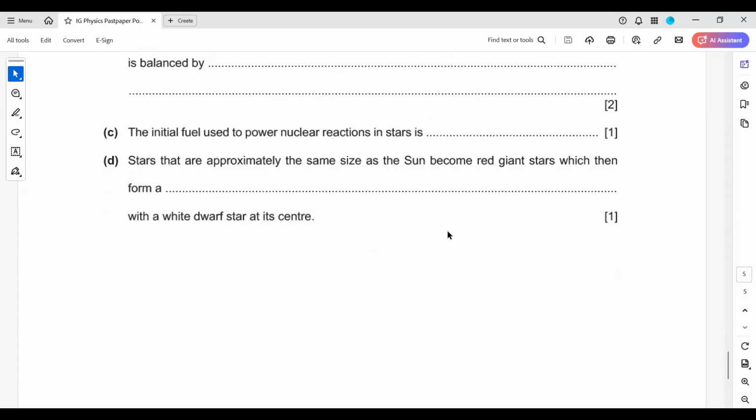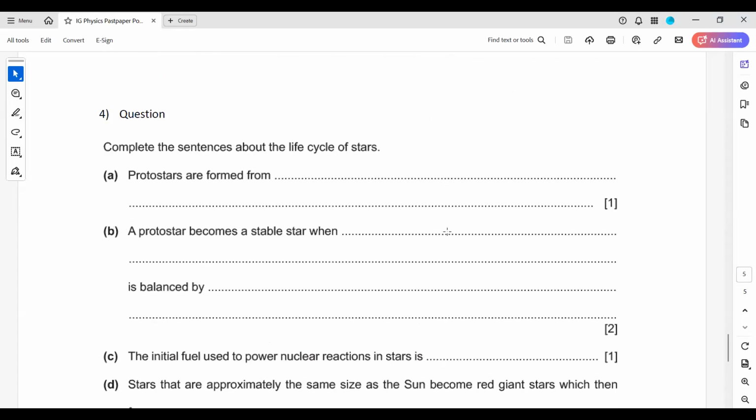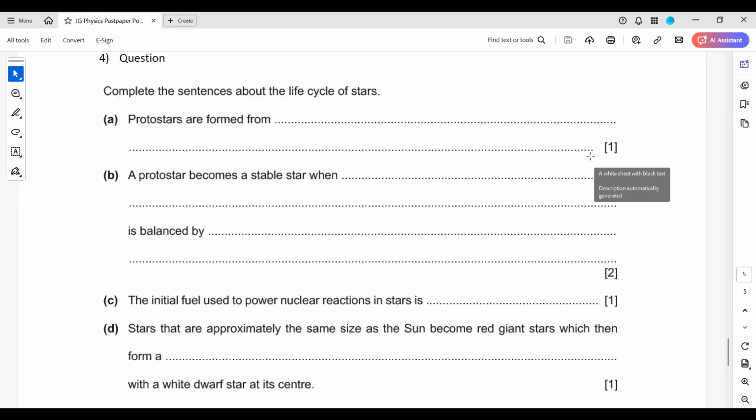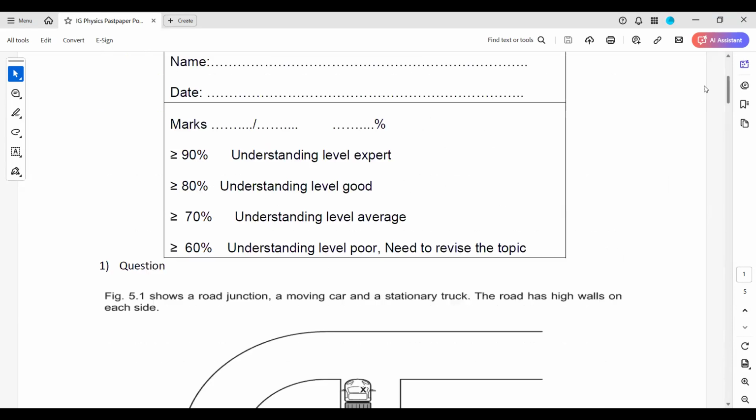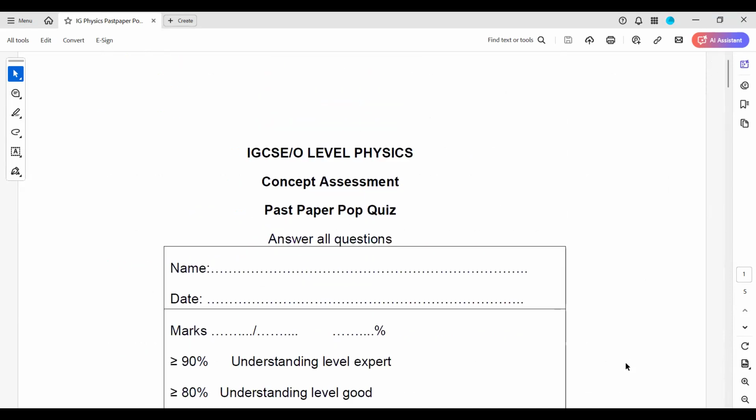So for a low mass star, the protostar turns into a main sequence star, then a red giant, planetary nebula, and the core will be a white dwarf. But if it's a high mass star, protostar, main sequence, then it will turn into a supergiant, then a supernova, which results either in the formation of a pulsar, which is a neutron star, or a black hole.